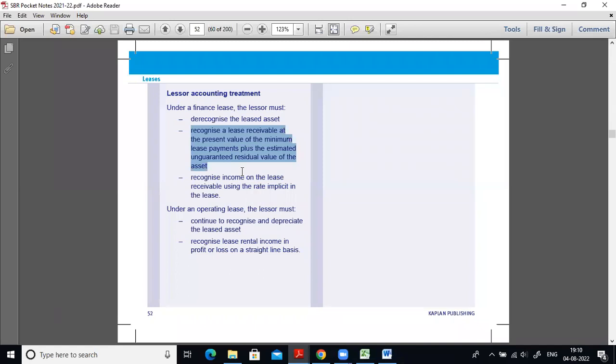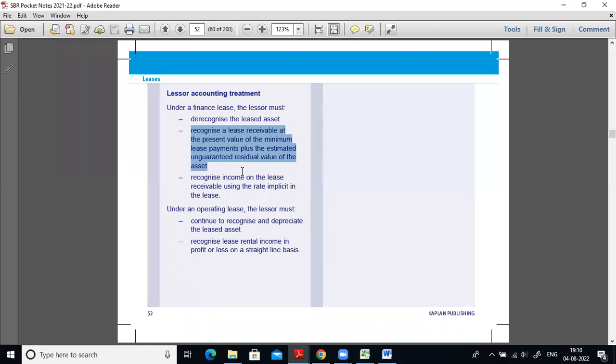This is for a finance lease. If it is an operating lease, you continue to recognize and depreciate the leased asset and recognize the lease rental income in profit or loss on a straight line basis. Whatever lease income you receive can be accounted in the statement. This is very simple. If it is an operating lease and you are receiving 1 lakh per annum, that can be recognized as income in the statement of profit or loss.